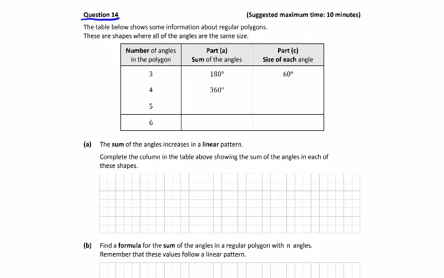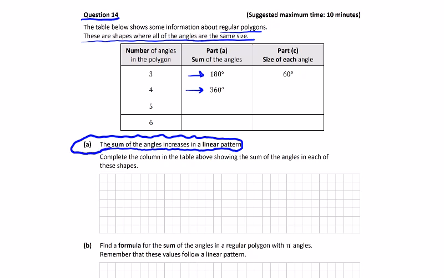So question 14, the table below shows some information about regular polygons. You might get a bit confused already. These are shapes where all of the angles are the same size. So it looks like we have a triangle here and a square, rectangle. And we're told the sum of the angles increase in a linear pattern. So now we're thinking, okay, this is a linear pattern question. Let's not worry about the polygon bit. Go back to the table. 180, 360, add 180, 540, add 180, 720.